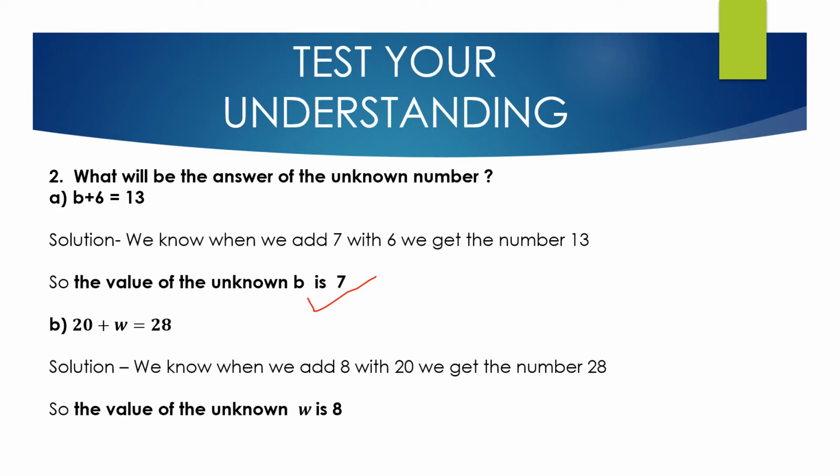B. 20 plus w equal to 28. We know the number 8 is added to 20, we get the number 28. So the value of the unknown number w is 8.